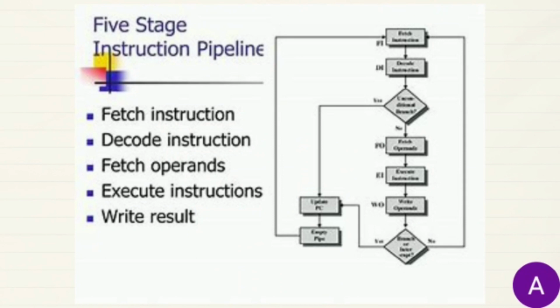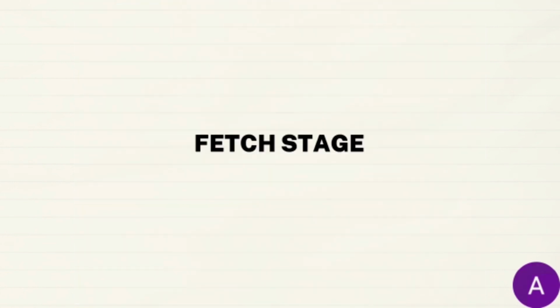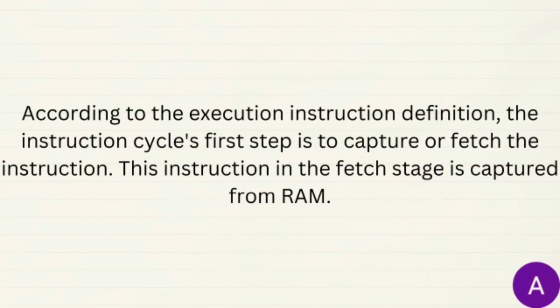These are the five stages of instruction pipeline: fetch instruction, decode instruction, fetch operands, execute instructions, write result. So the first one is the fetch stage. According to the execution instruction definition, the instruction cycle's first step is to capture or fetch the instruction. This instruction in the fetch stage is captured from RAM.